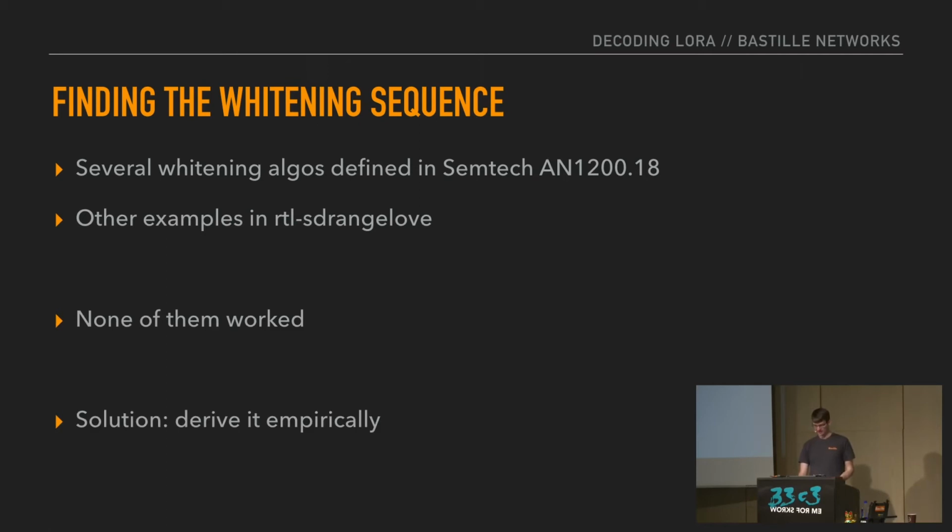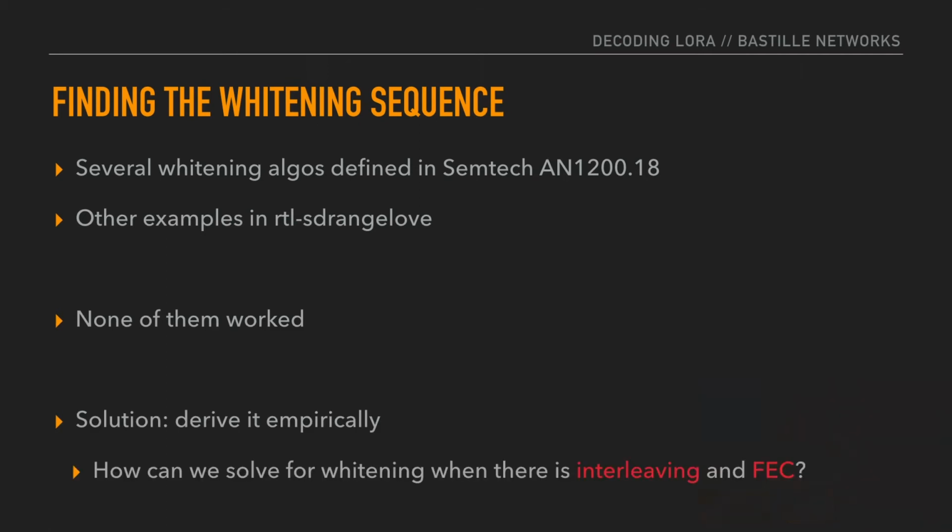How can we do that when there's interleaving and forward error correction in the pipeline here, right? We can send something that might put the whitening in a certain state that we could leverage, right? But we still have these unknown transforms that follow it. How are we going to be able to figure out what those operate? How are we going to be able to figure out the whitening when those operations are in the loop too? Well, we need to bound the problem and make some assumptions so that we can start to iterate through this black box problem.